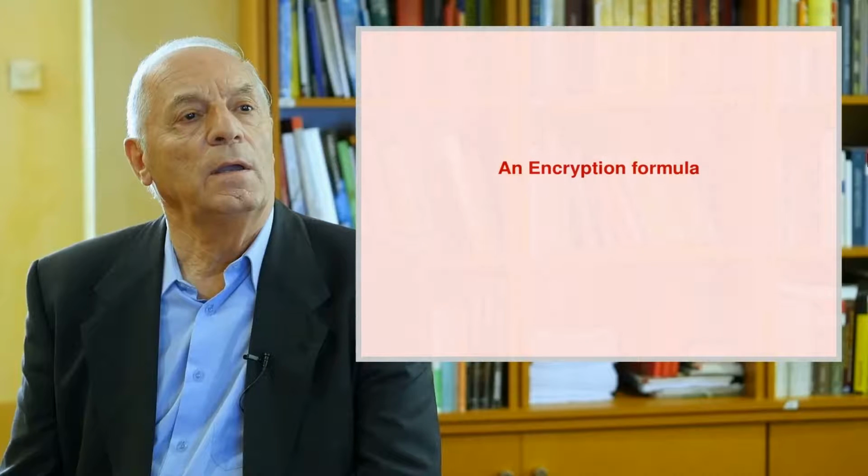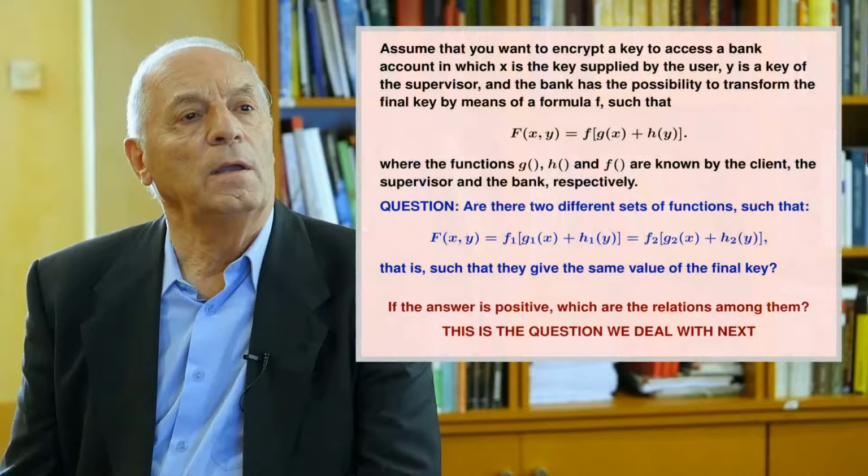Our first functional equation is an encryption functional equation used to provide security of our bank account. Assume that you want to encrypt a key to access a bank account in which X is the key supplied by the user, Y is a key of the supervisor, and the bank has the possibility to transform the final key by means of a formula F such that the due security is guaranteed. The G, H, and F functions are known only by the client, the supervisor, and the bank respectively.